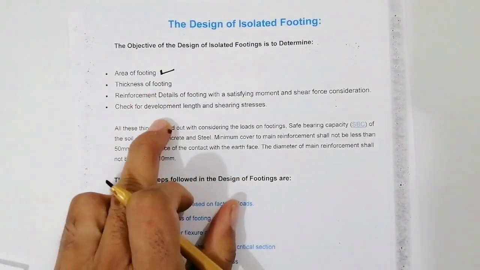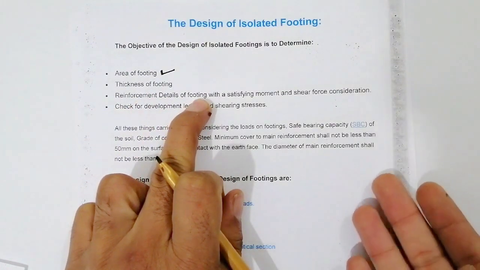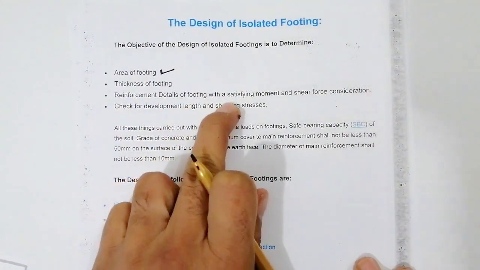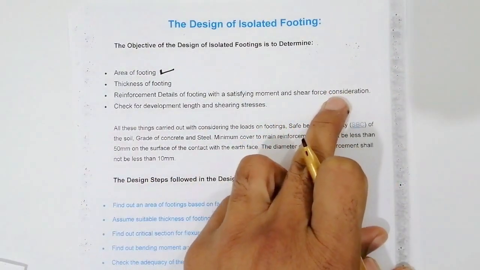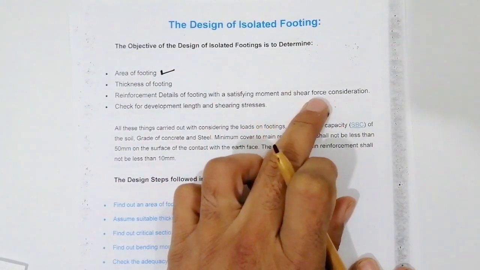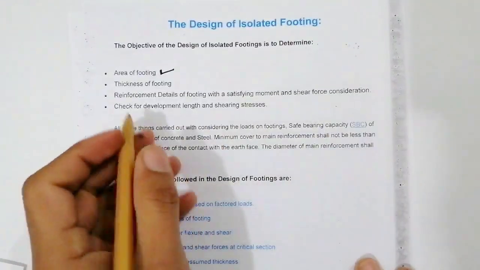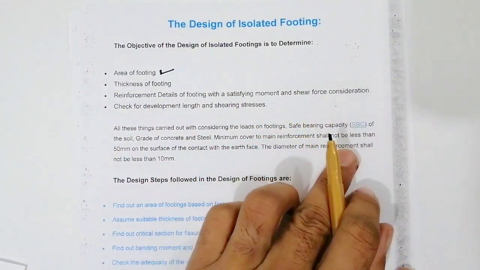The third one, guys, is reinforcement details of footing, meaning reinforcement details for footing satisfying moment and shear force considerations. Also, you should find its moments and shear force for the reinforcement details of footing. This is the other.